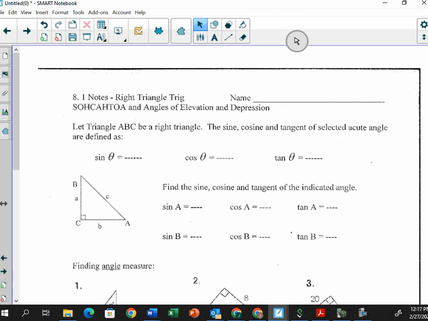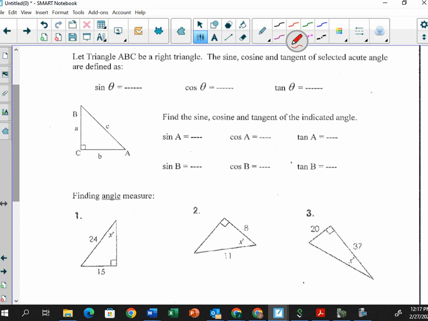All right, guys, let's look at your packet here. The first part of this is review upon review. I think we know how SOHCAHTOA works at this point, but we're going to write it one more time just to make sure. So SOHCAHTOA, what is sine in terms of opposite, adjacent, and hypotenuse? Sine is opposite over hypotenuse, right? Fill it in. Opposite over hypotenuse.